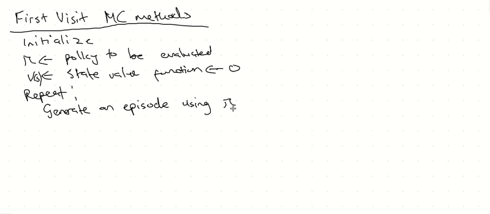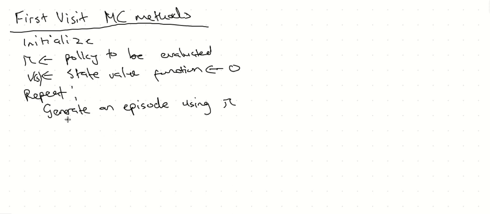But for now, you can just ignore this. You don't have to focus on it. Just assume we're having some great initialization method and we're just using that to generate an episode using pi. So we're generating an episode using pi, and you remember what an episode is.